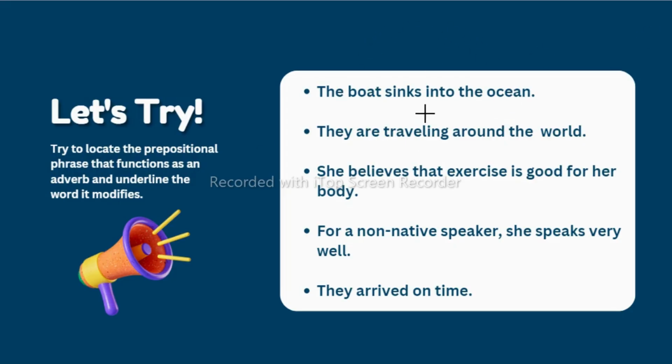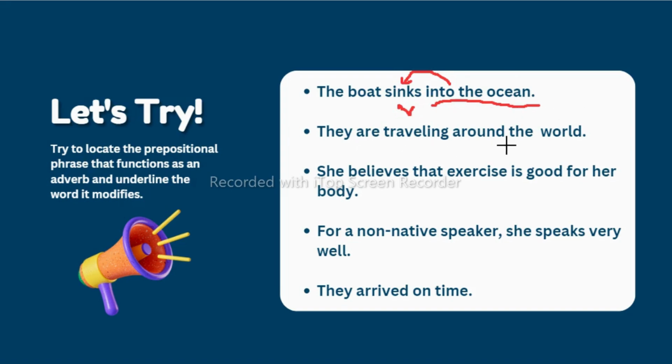So, the boat sinks into the ocean. First you have to find the preposition. Into, we got the preposition. Now, the ocean is the object. So this together is a prepositional phrase. Now this prepositional phrase is describing or modifying what? Into the ocean. What into the ocean? Sinks. What sinks? The boat sinks. But we are talking about something sinking into the ocean. So sinks is a verb. So this prepositional phrase is describing a verb. So that's why it's an adverbial prepositional phrase.